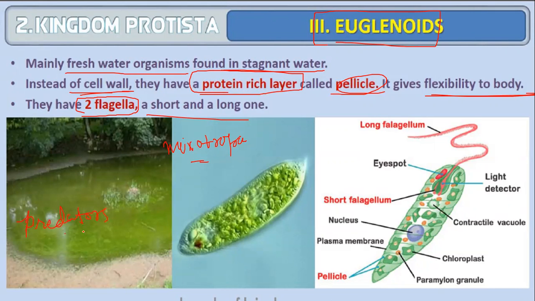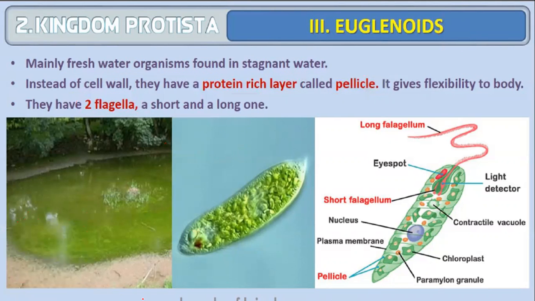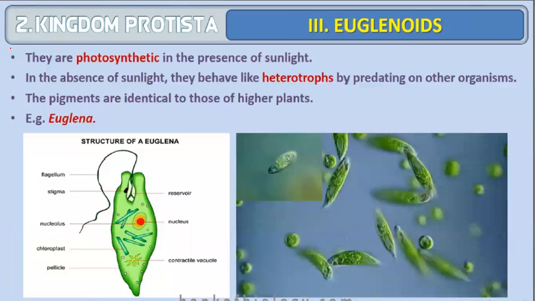They act as predators by predating on smaller organisms. Moreover, the pigments present in euglenoids are similar to that of plants. Is it clear, everyone? Next one. They are photosynthetic in the presence of light, and in the absence of light, they act as heterotrophs by predating on other organisms.